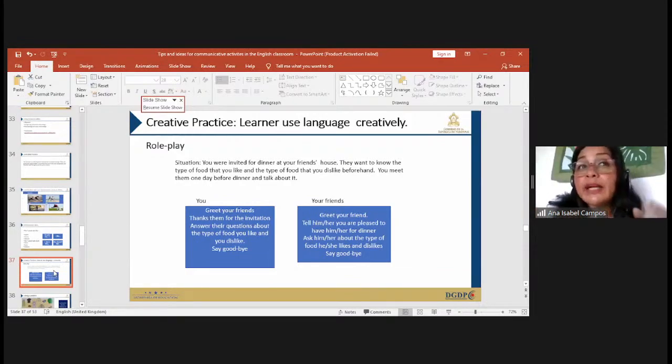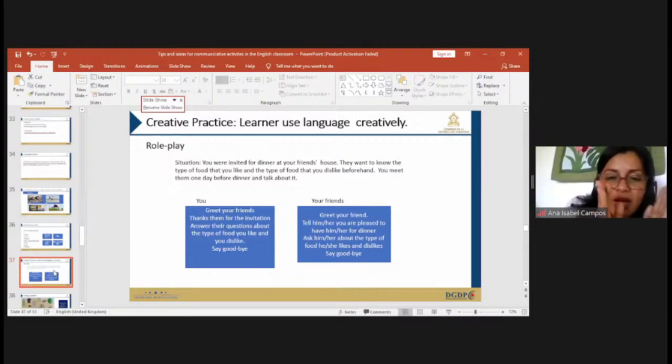Or if you are going to practice there was and there were, creative practice is, again, a role play where you are going to describe, for example, your trip to a national park. What did you see, right? So they will begin saying, what was there? There was, there were. But here they have to use it in a real situation.